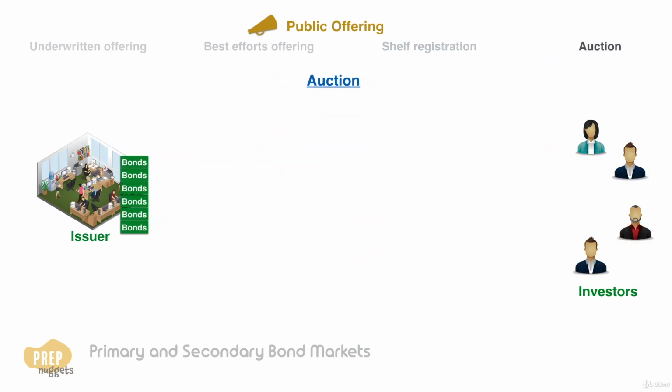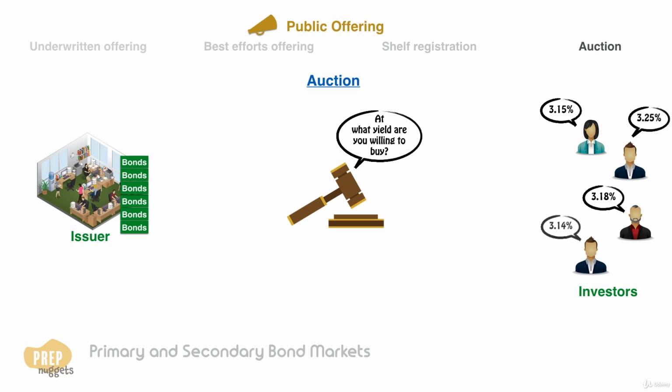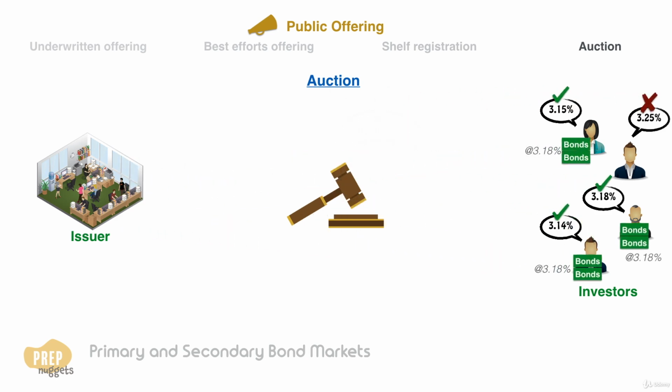Some bonds, especially government bonds, are sold through an auction. For example, US Treasury securities are sold through single-price auctions. In a single-price auction, all successful bidders are awarded the bonds at the price equivalent to the highest yield of accepted competitive tenders.